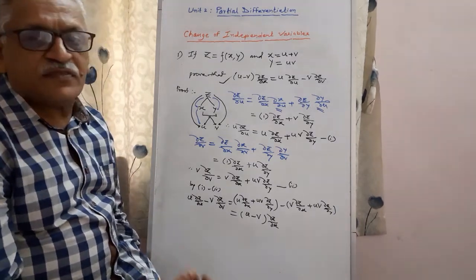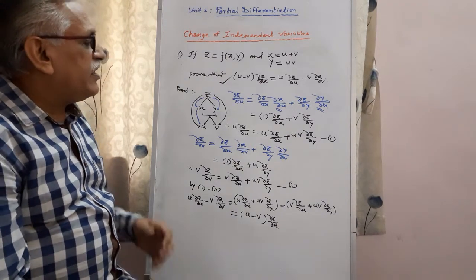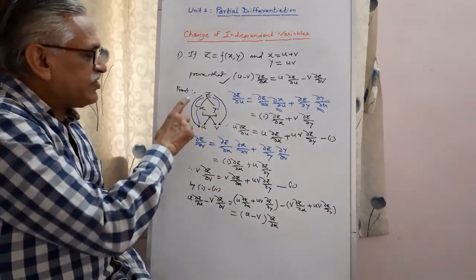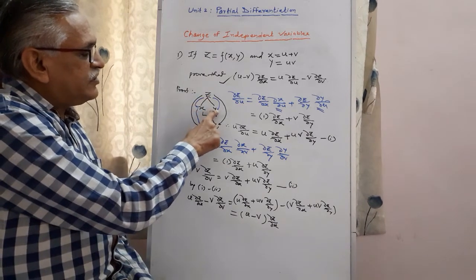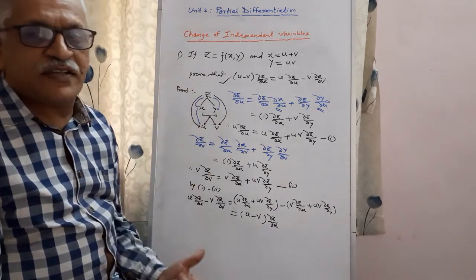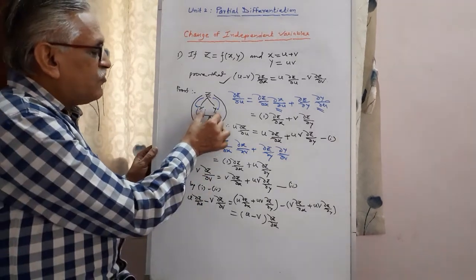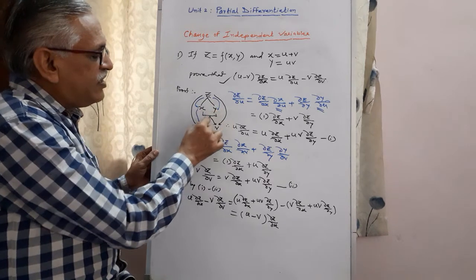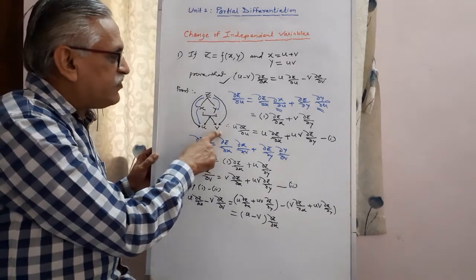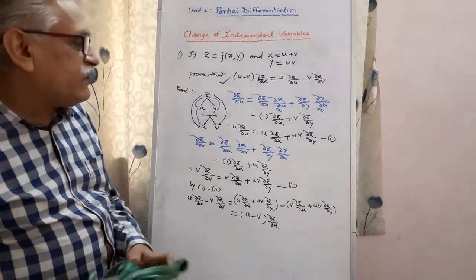How to identify whether it is a problem of total differentiation or change of independent variable? Because in total differentiation also we have drawn such type of tree diagram. The basic difference is, in total differentiation there is a function of two variables, and these two variables are functions of only one variable. In that case we have to apply the total differentiation concept. Here for change of independent variable, these x, y are functions of more than one independent variable, and if so, it is a problem for change of independent variable. Make this point very, very clear.